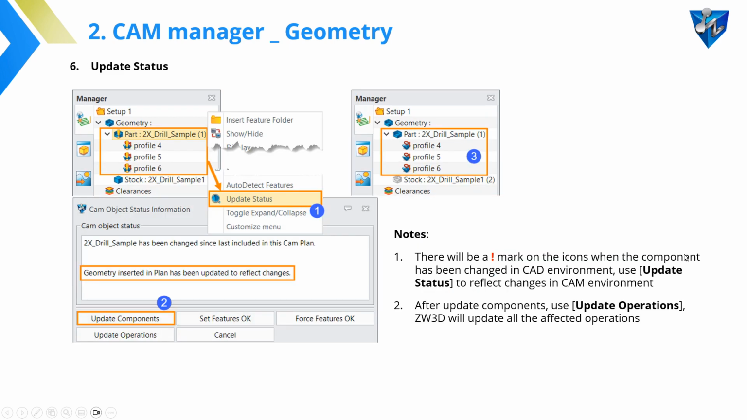As we all know, ZW3D is an all-in-one CAD/CAM solution. It is very convenient to modify the geometry during the toolpath programming process. Just double-click the geometry to switch to the CAD module to make the modification. After that, we may find that there will be an exclamation mark on the icon before the geometry name. We can click Update Status to update the geometry, so the icon will disappear. We can also choose to update operations to recalculate all toolpath.